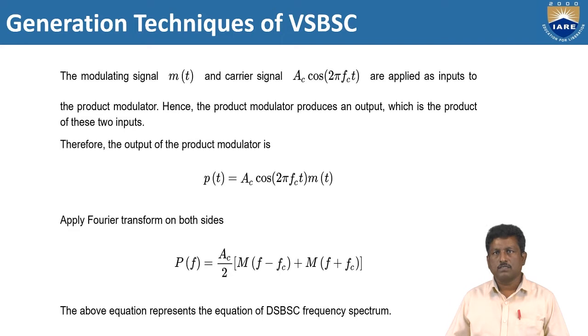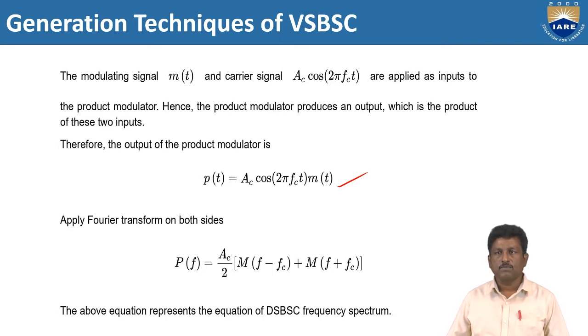Then coming to the generation technique of the DSB. M of t is the modulating signal, and the carrier signal is Ac cos omega ct, and M of t equals Am cos omega mt. After the product modulator, we get the signal P of t equals Ac cos omega ct into M of t. It is a product of the modulating signal and the carrier signal. It gives the two sidebands, which indicates the double sideband. It may be a combination of the upper sideband as well as the lower sideband.